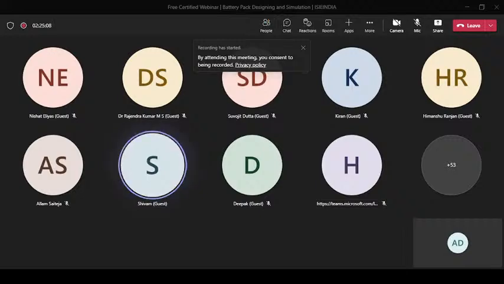Any ways to manage battery pack thermals? Yes, definitely. There are multiple methods to manage the battery pack thermals. So the first question is clear.